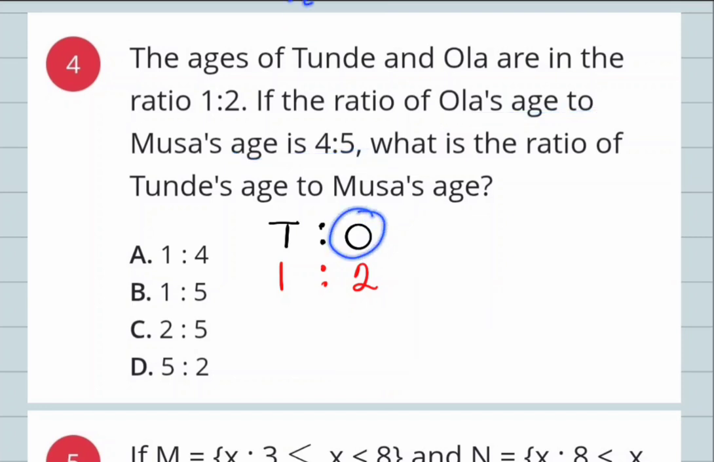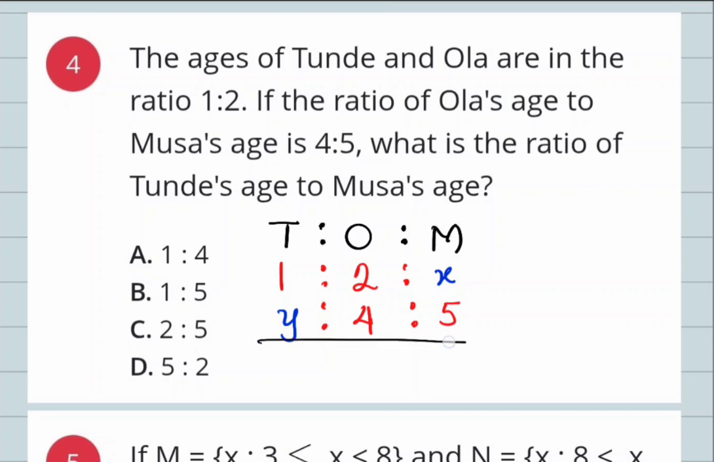This is Ola. Let's include Musa here, the third person. You can see we are now having T, O, M. We are given that Ola's and Musa's is 4:5. So here we have 4:5. We can't put it here because we are not told that. So this is what we have. The major problem now is, let's put this value here, which is unknown, and likewise this value here, which is unknown. If we are able to get y, once we get y it will now be y:5. So definitely Musa's ratio will be that of 5.